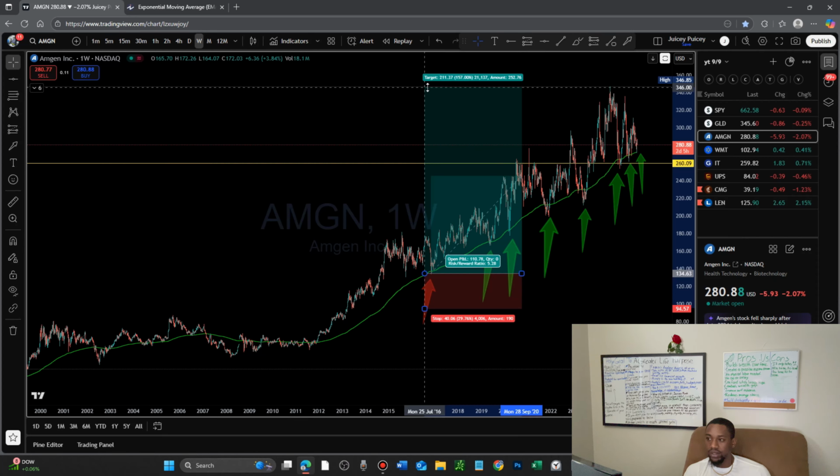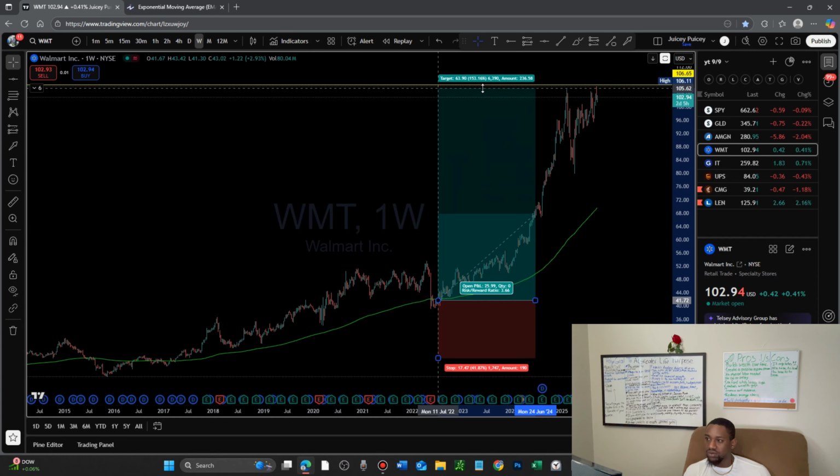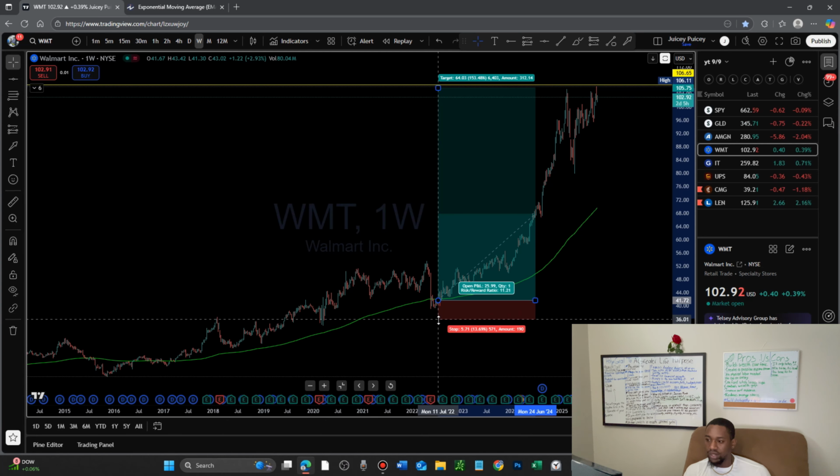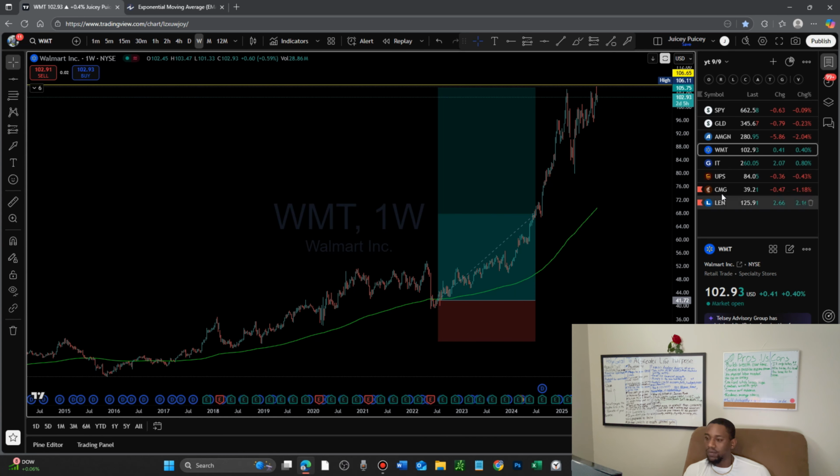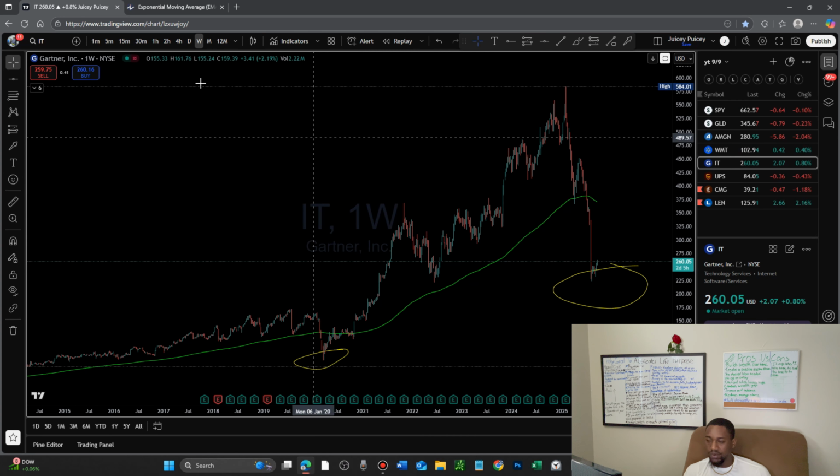Walmart. Last time Walmart touched the 200 EMA was back in 2022. It went up 153%. It didn't go below the 200 EMA by 30%. But it also depends on more things.